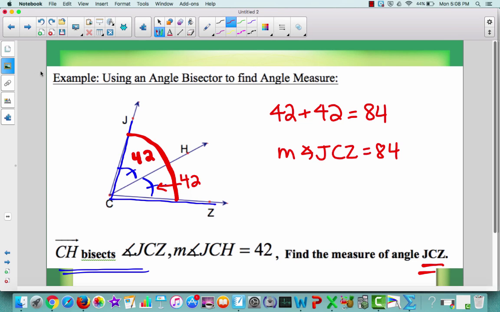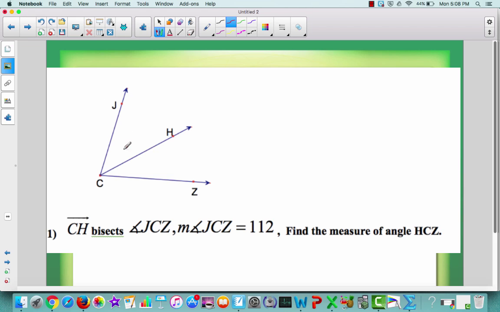In this case, I asked you for the entire angle. I could have just asked you for angle HCZ, and that would have been easy enough, just doubling it or just making it equal. All right, let's make it a little harder. CH bisects angle JCZ. So this is the angle bisector. The first thing I'm going to do is use my given, mark my diagram, making the angles congruent.